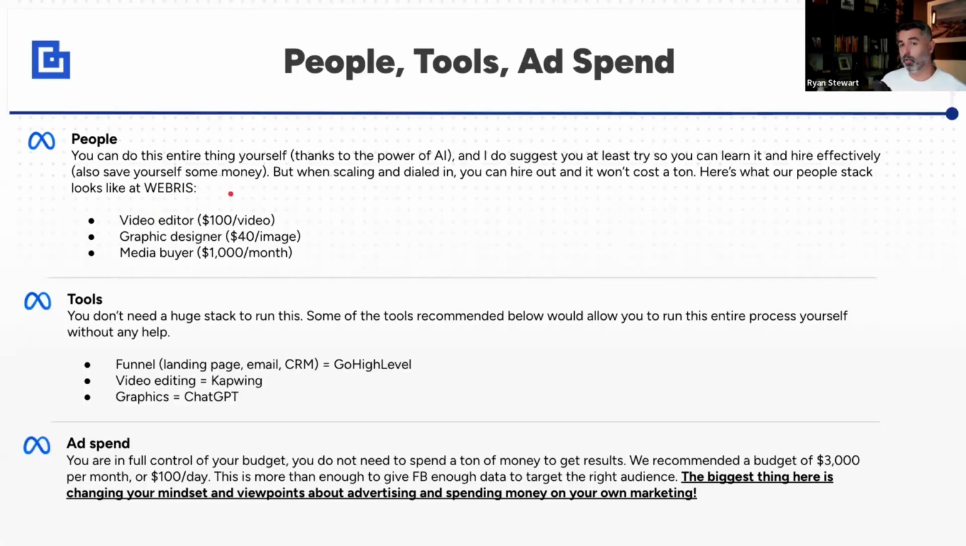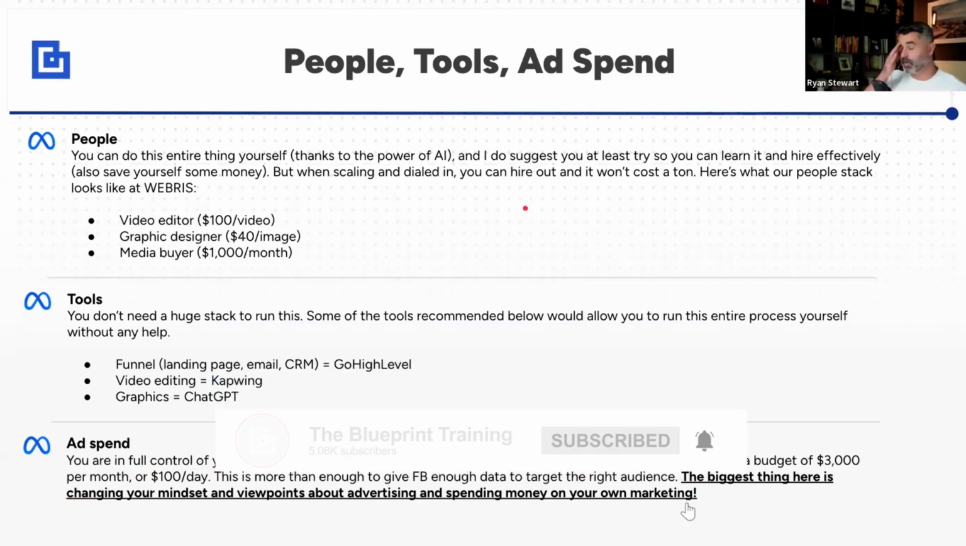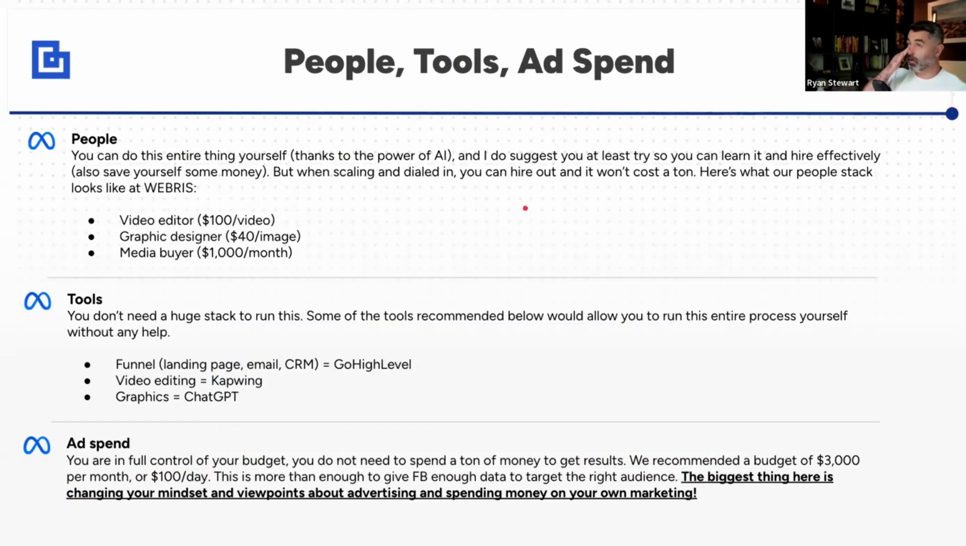I think it's very important that you learn how to do all this stuff because it's going to help you to hire people. You know, I hear this a lot. They're like, how do I hire a media buyer? And it's like, well, if you've never done it before, it's really hard because you're not going to know how to interview them. You're not going to know what to look for. So you can do it all yourself.